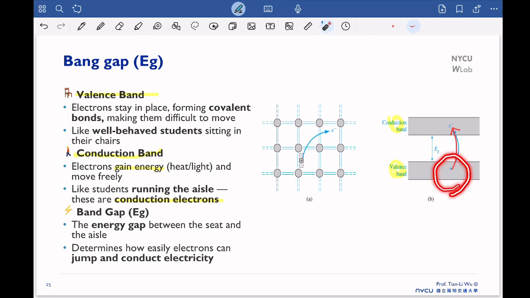This is the same case. The electron here gets some energy, is excited, and starts to move to the conduction band and becomes a free conduction electron. The difference between the conduction band and valence band is what we call the band gap. The band gap highly determines the electrical conductivity, because whether the band gap is smaller or larger determines whether these electrons can easily jump from here to there. So that's a very crucial material property.